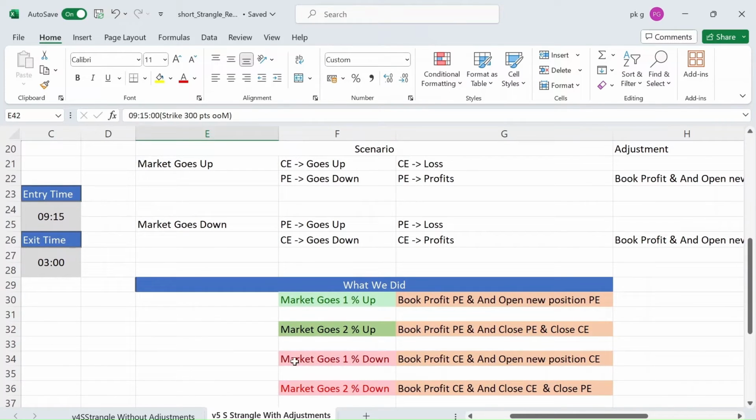The same goes when the market goes 1% down. So what we are doing when the market goes down is booking the profit in C and opening a new position in C.